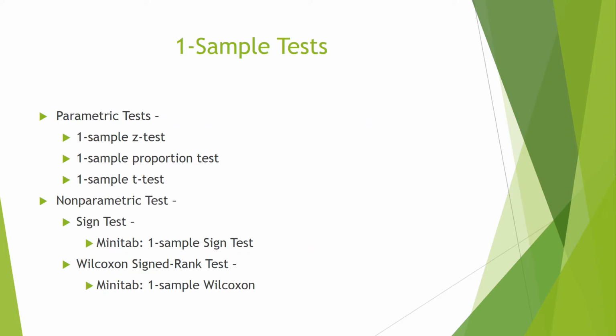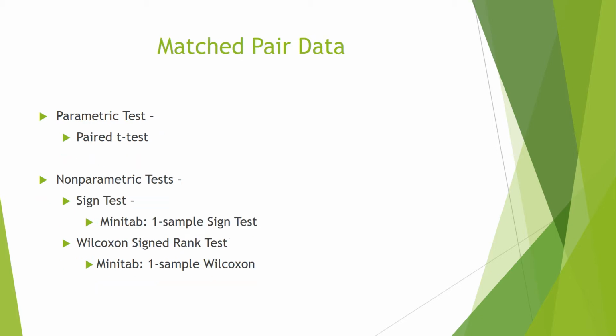Now, if we're looking at one sample tests, the parametric tests that we studied this term were the one sample z-test, the one sample proportion test, and the one sample t-test. The non-parametric tests that we're going to briefly look at are the sign test, which in Minitab is called the one sample sign test, and the Wilcoxon signed rank test, which in Minitab is called the one sample Wilcoxon test.